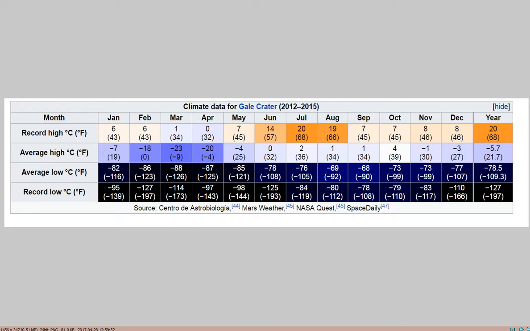Here's another chart showing the temperature data for Gale Crater. So all those temperatures are pretty much in line with what I just said.